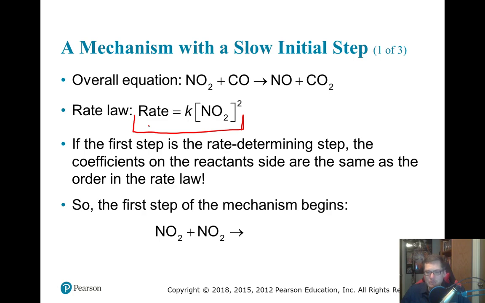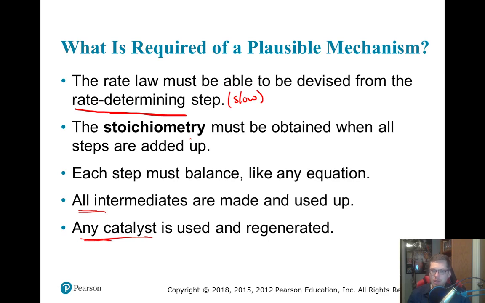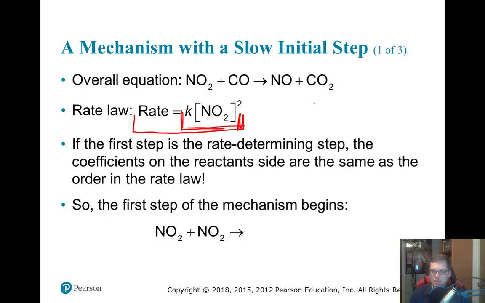It tells you that if the first step is the rate determining step, the coefficients of the reactant side need to be the same as the order in the rate law. What does that mean here? Remember the first rule of defining whether you have a plausible mechanism: your rate law must be able to be devised from the rate determining step. So if your first step is the rate determining step, this has to have come from that first step, which implies that your first step had two NO2s in it. So your first step of the mechanism has to be this one right here.